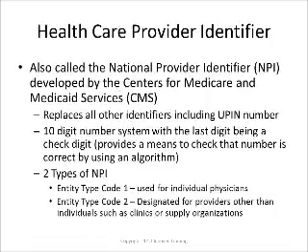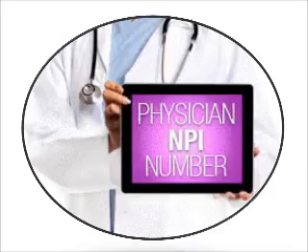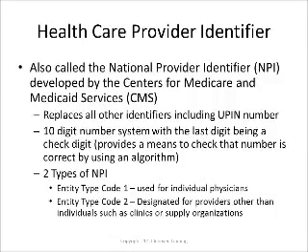Healthcare Provider Identifier. This is also called the National Provider Identifier, or NPI, developed by the Centers for Medicare and Medicaid Services. This number replaces all other identifiers, including the UPIN number. This is a 10-digit number system with the last digit being a check digit, which provides a means to check that the number is correct by using an algorithm. There are two types of NPI. There's an entity type code 1, used for individual physicians, and then there's an entity type code 2, which is designated for providers other than individuals such as clinics or supply organizations.